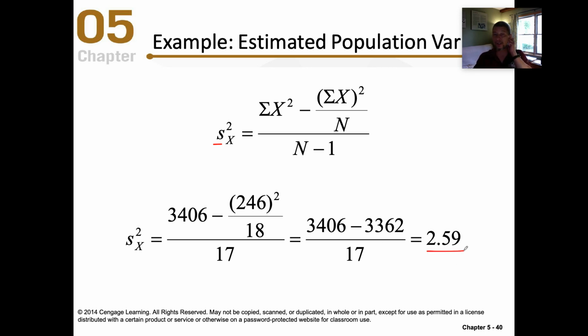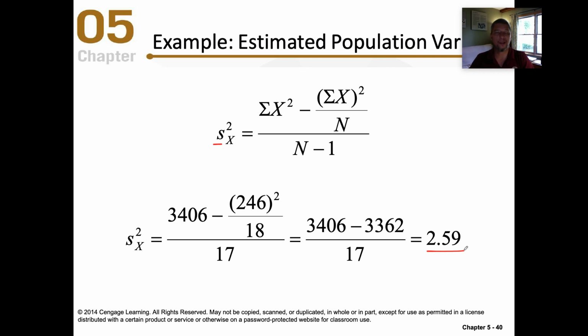2.59. Now notice that this is a number that is bigger than the sample variance, which was 2.44. But remember that the sample variance is always a biased estimate, and it usually underestimates the variance. And so since the sample variance is 2.44, and it's underestimated, it makes sense that the estimated population variance would be a little bit bigger. And 2.59 is certainly a little bit bigger than 2.44.